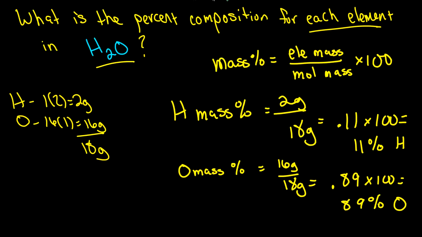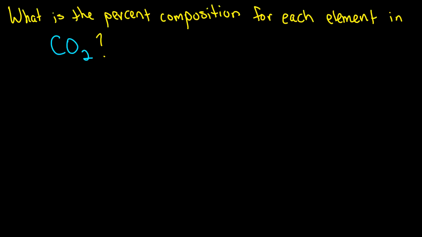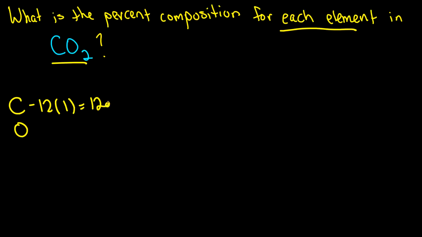All right, let's do the next one. What is the percent composition for each element in CO2? So we're dealing with CO2, so let's find the molar mass of CO2. CO2 has a carbon and an oxygen. Carbon is 12. We multiply that by 1 to get 12 grams total. Oxygen is 16. There's 2 of them because we got a subscript of 2. That gives me 32 grams. We add those together and we get 44 grams total for carbon dioxide.